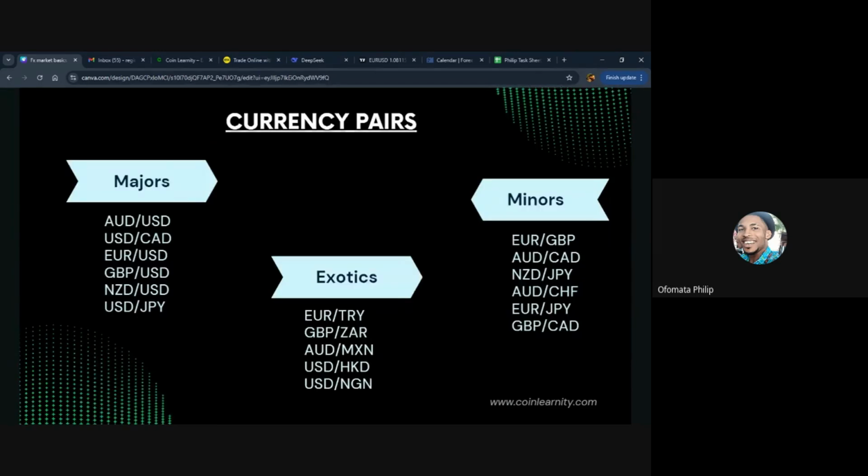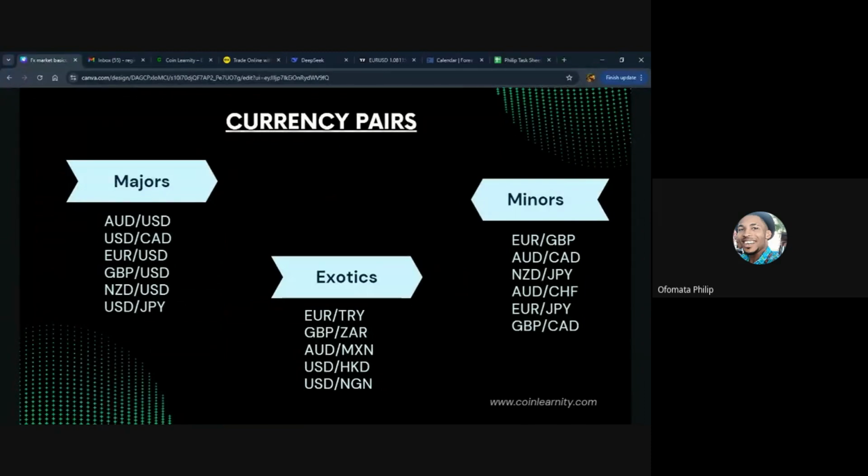Moving forward, there are different types of currency pairs. We have the major pairs, which are among the most traded pairs by almost every foreign exchange trader, both the professionals and the beginners. The major pairs are our go-to when you want to trade the foreign exchange market. The reason these major pairs are our go-to is that they have a lot of liquidity, because they are mostly used for international transactions.